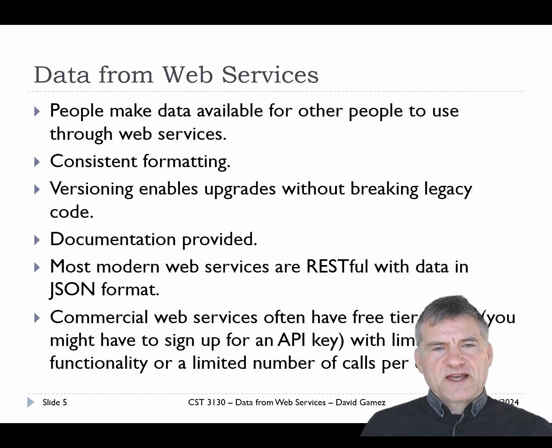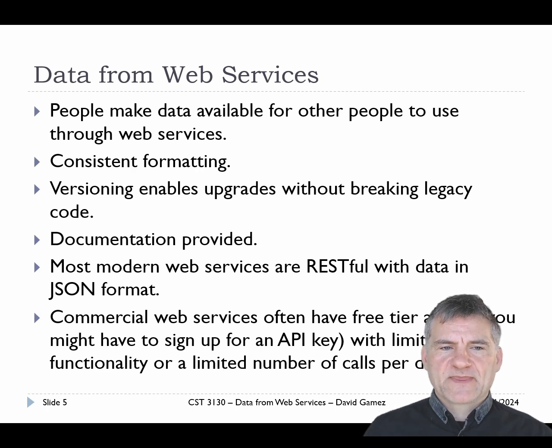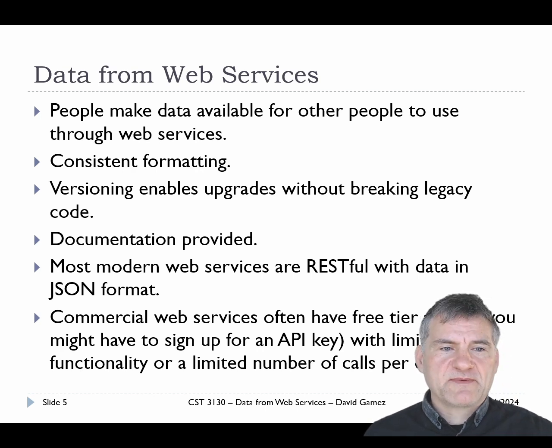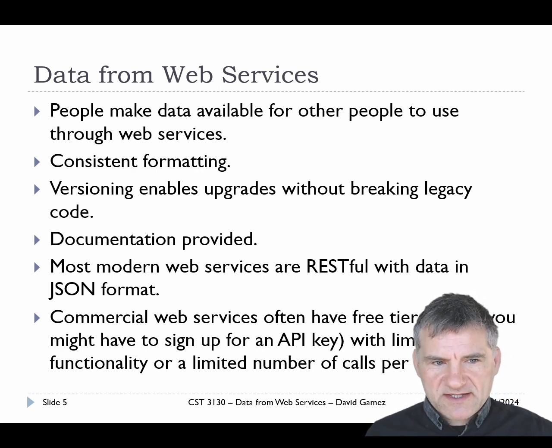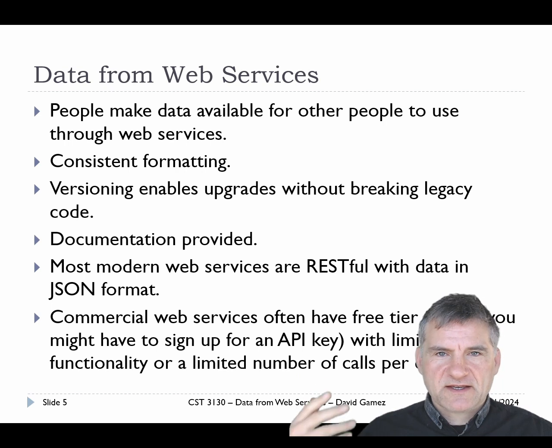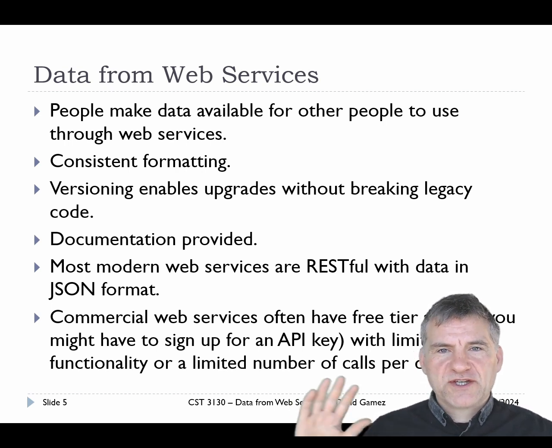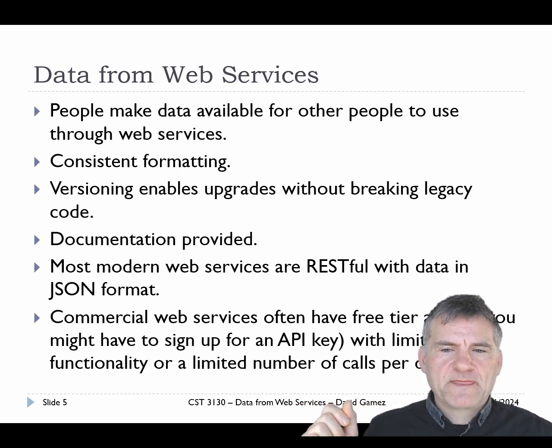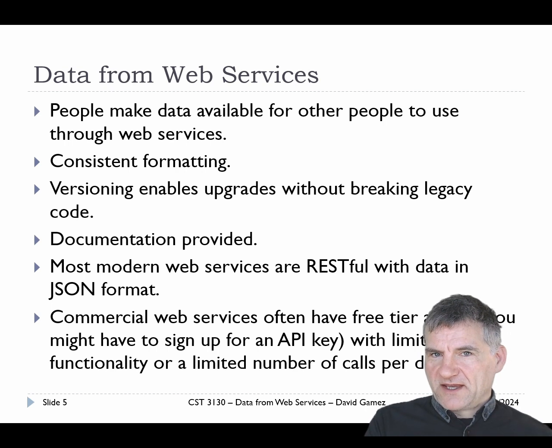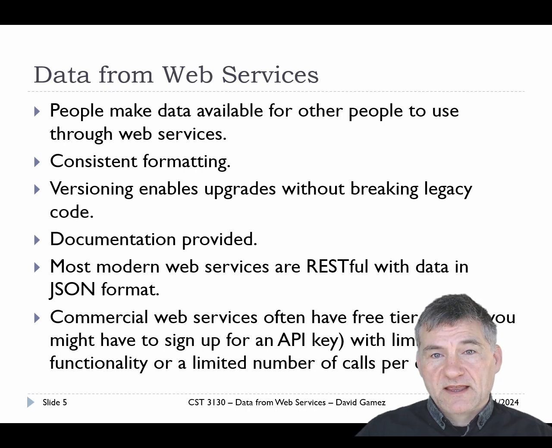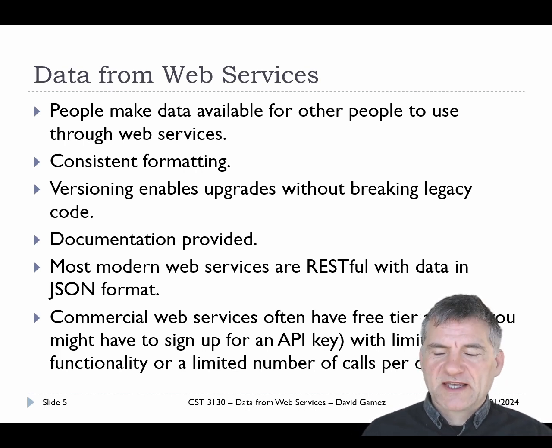But what we're going to explore this term instead is data from web services. A lot of people and companies make data available for other people to use through web services. There's usually consistent formatting. They'll often have versioning, so they might have one web service that delivers certain amounts of data in one format, and then if they change the format or the data available, they'll have a different path with V2 or something like that. So legacy code will still work with the earlier web service, but later versions can use the more modern web service.